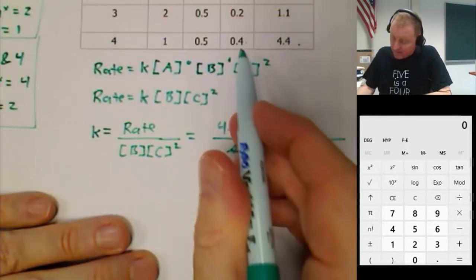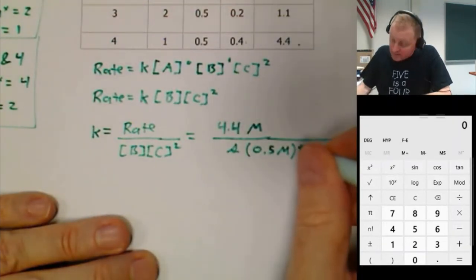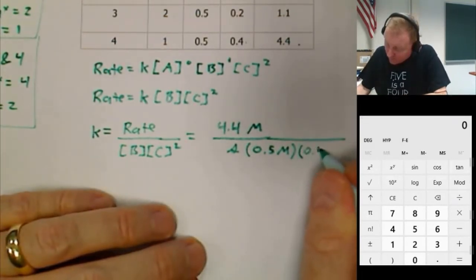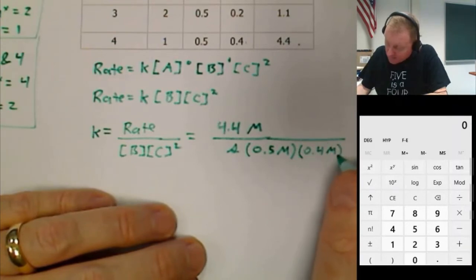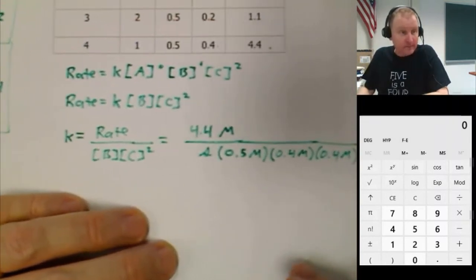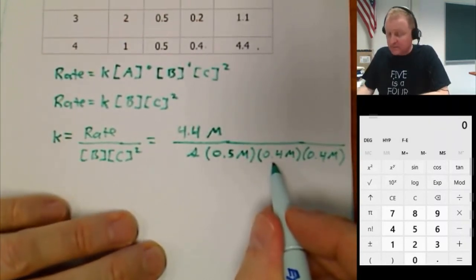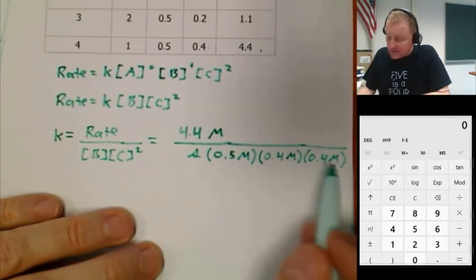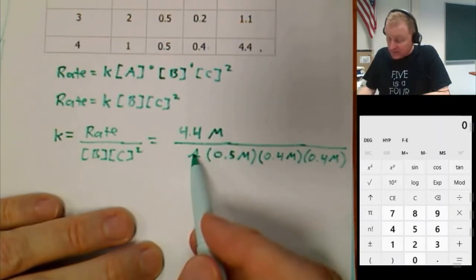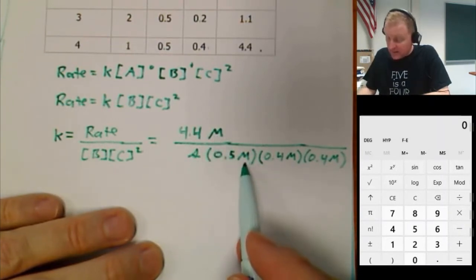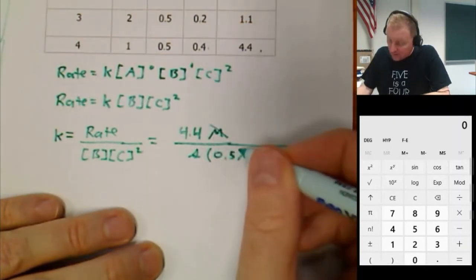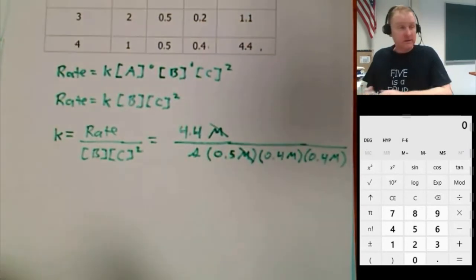And then I'm going to multiply that by C squared. So C squared, I'm just going to write this out so it's a little bit more obvious. I'm going to say it's 0.4 molarity times 0.4 molarity because it's squared. And when you square it, don't forget that that includes the units too. So it's molarity times molarity. So I've got the rate molarity per second, and then I've got B, and then I've got C twice. Okay, one molarity cancels out with one of the molarities. And now let's plug this in the calculator and see what we get.